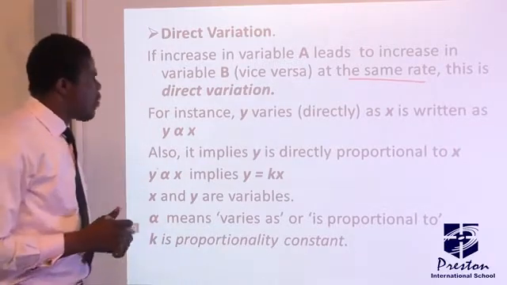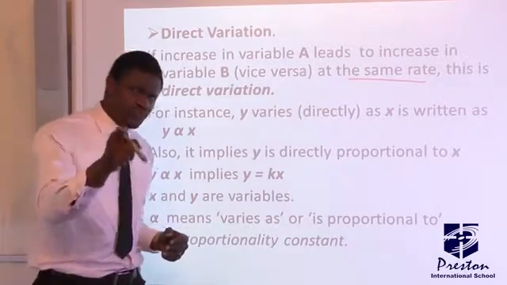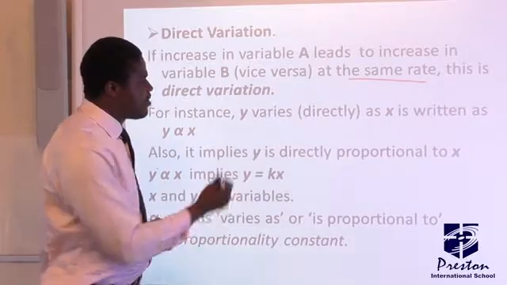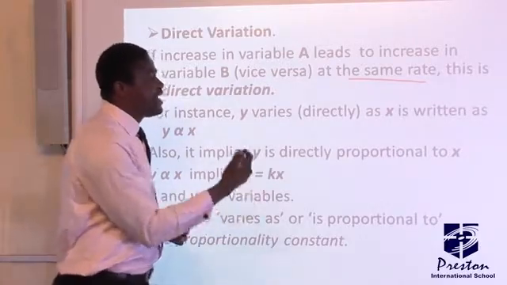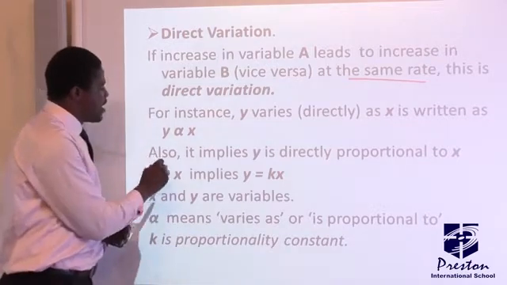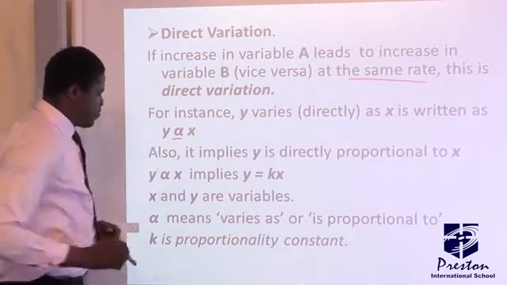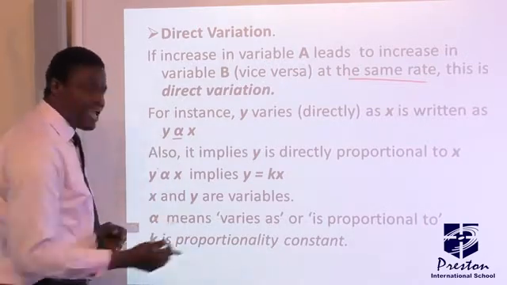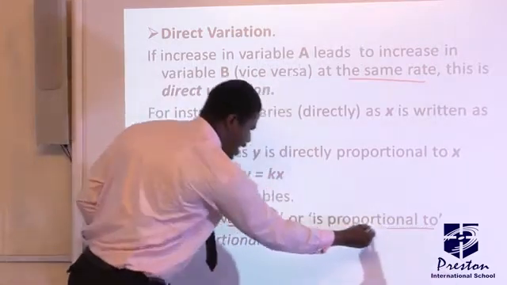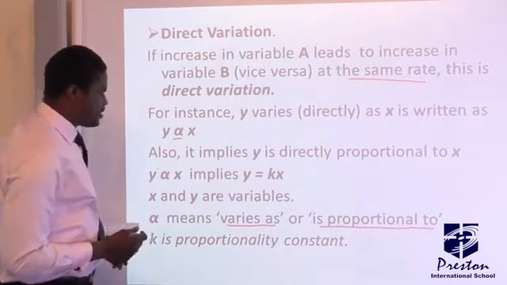For instance, y varies directly as x. Note, in some situations, you may have it as y varies as x, and in another situation, you may have it as y varies directly as x. It's written as y varies as x. This sign implies varies as or is proportional to. We refer to this sign as varies as.